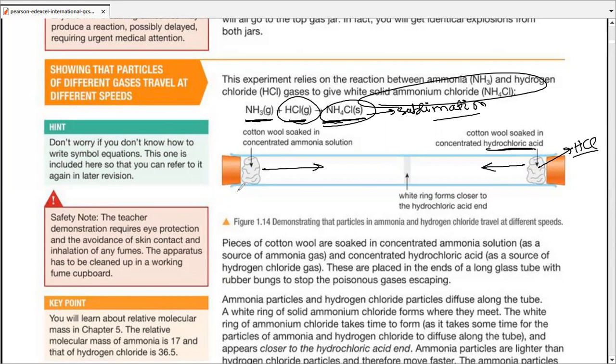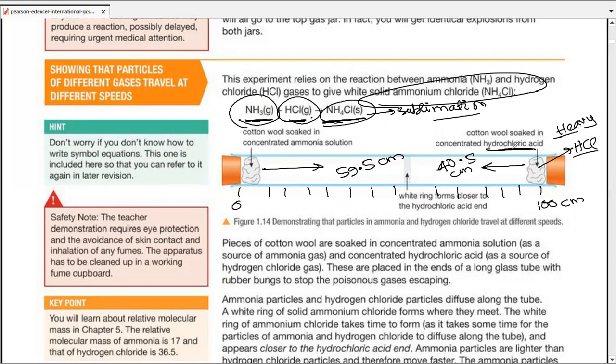This experiment in past paper questions is sometimes marked in such a way that they discuss it on a total scale of 0 to 100 centimeters. In such a way, this travels 59.5 centimeters. I'm taking an example of an exact past paper question, and this one seems to be traveling 40.5 centimeters. If you're done with the rest of the book, you may be able to understand that this is a lighter gas and this one is a heavier gas. This one's heavy and this one's light.